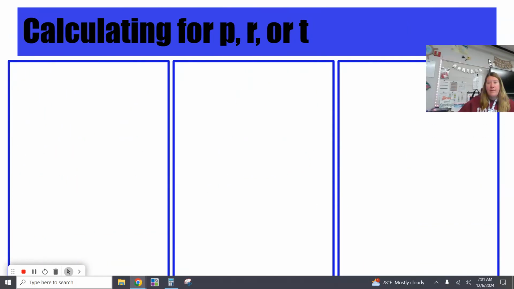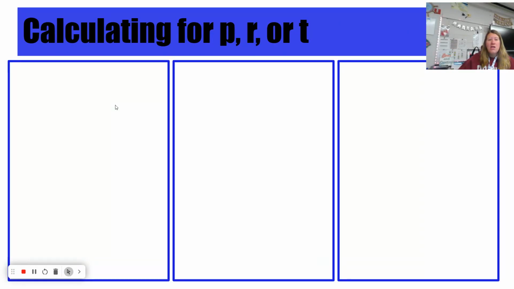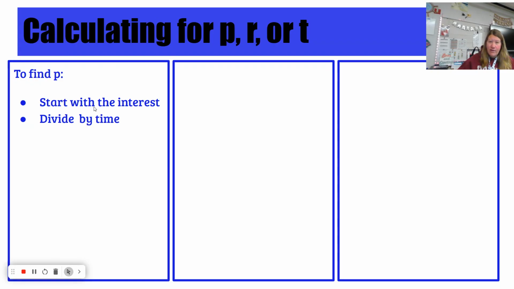Okay, so now we're going to be calculating for either the principal, the rate, or the time. So, if you need to find the principal, and you can open up this slide whenever you go to do your pixel art today, so you know how to do it. You're going to start with the interest because you're given the interest. And we're going to do the opposite of what we've been doing. We've been multiplying, now we're going to divide. So start with the interest, divide by the time, divide by the rate.